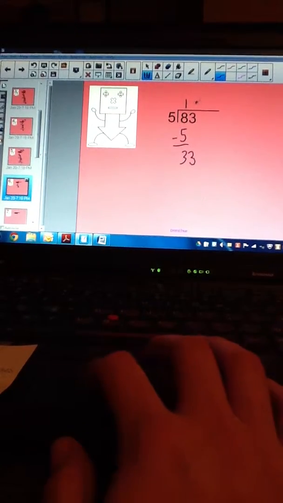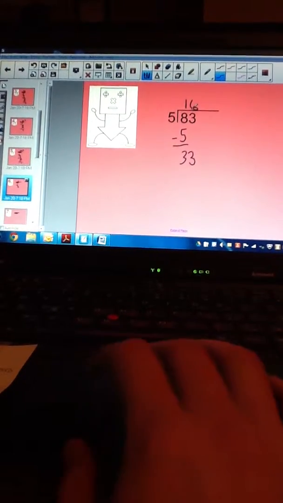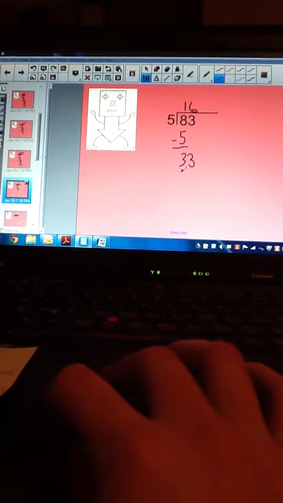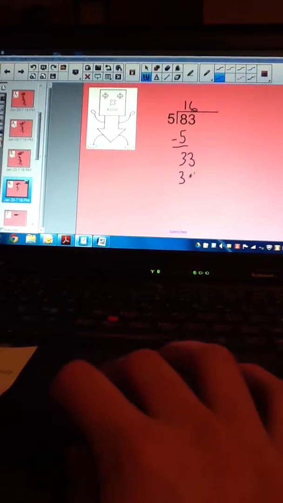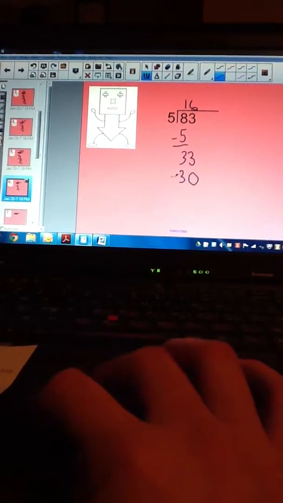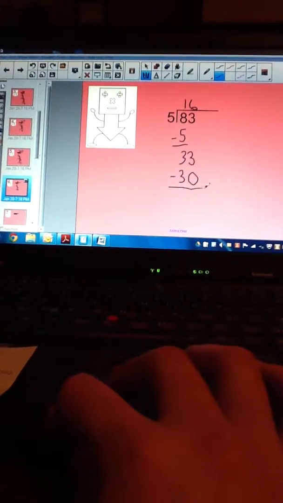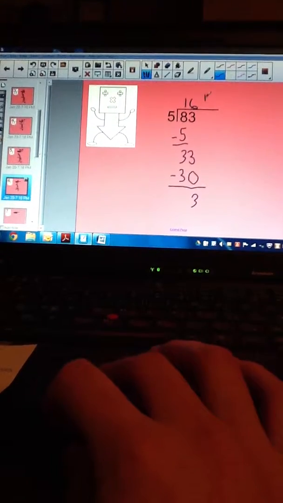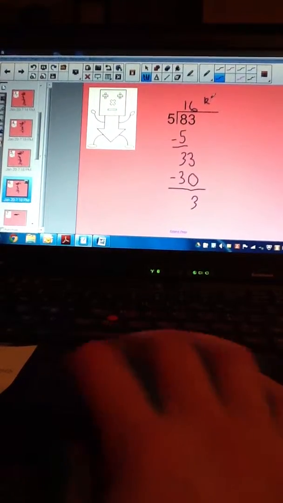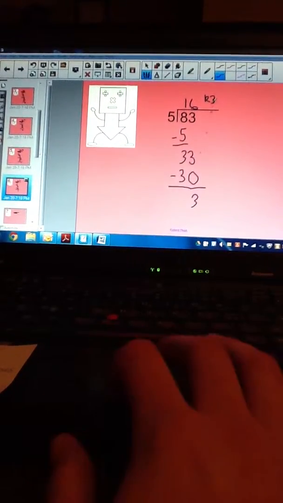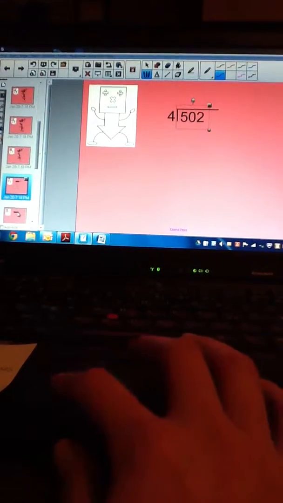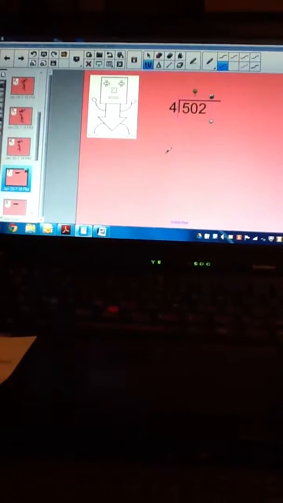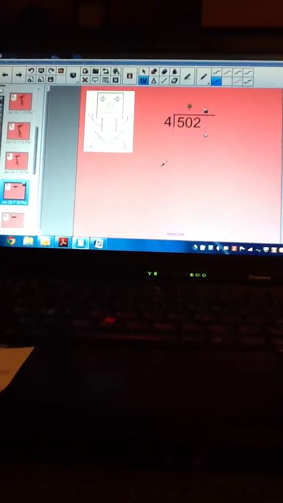5 fits into 33 6 times. 6 times 5 is 30. I subtract, and I get 3. So my answer ends up being 16 with a remainder of 3. Pause the video and try this one.